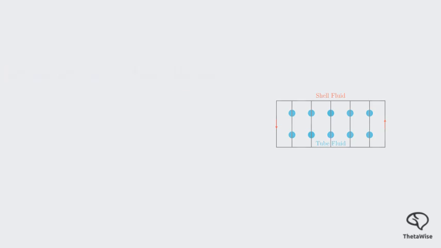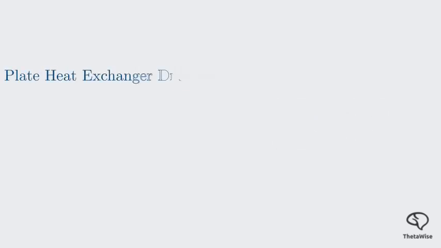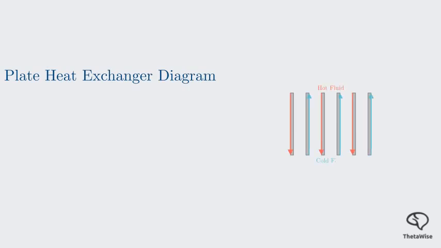Another common type is the plate heat exchanger. This design uses a series of thin, corrugated plates to create flow passages. The fluids flow in alternating channels, allowing for very efficient heat transfer in a compact space.